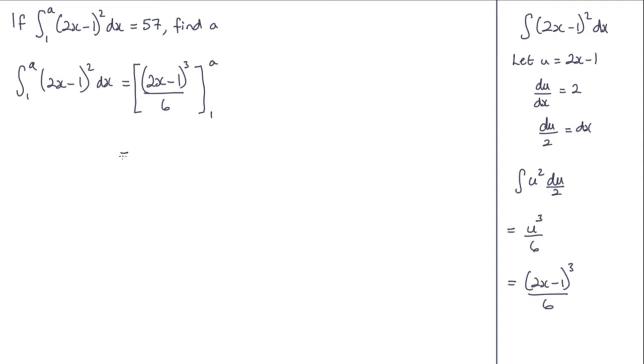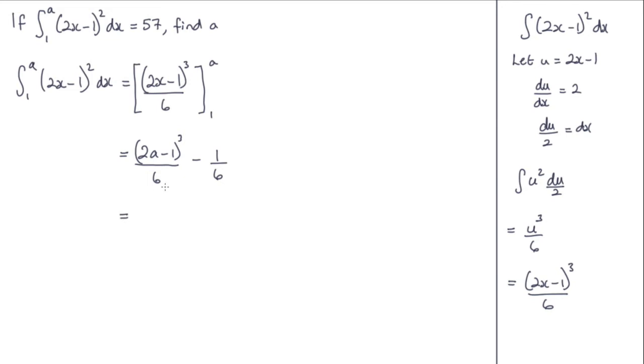So now we can put in these values. Let's put a in here. So we get (2a minus 1) cubed over 6, minus. Let's put 1 in here. 2 ones are 2, minus 1 is 1. 1 cubed is 1. So we get 1 over 6.